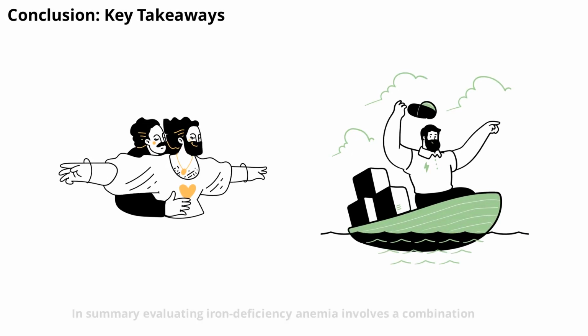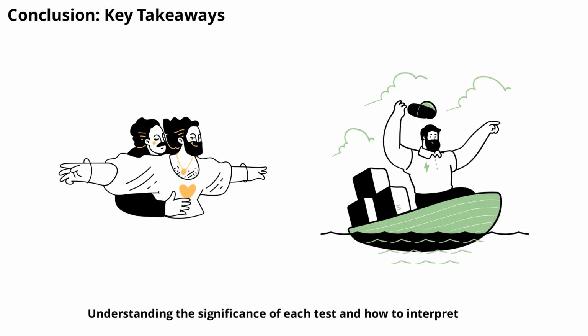In summary, evaluating iron deficiency anemia involves a combination of clinical assessment and laboratory testing. Key tests include the CBC, serum ferritin, serum iron, TIBC, transferrin saturation, and peripheral blood smear. Understanding the significance of each test and how to interpret the results is essential for accurate diagnosis and effective management. Early detection and treatment can prevent complications and improve quality of life for those affected by iron deficiency anemia.